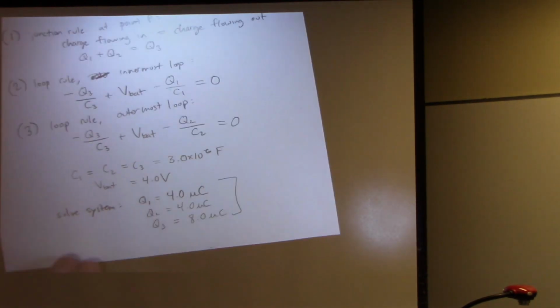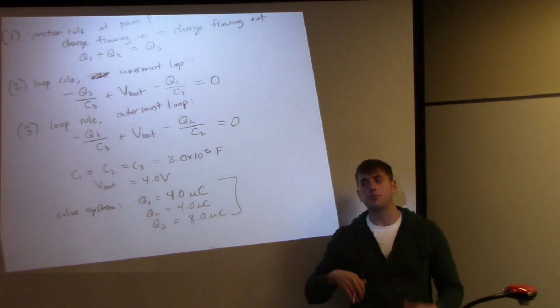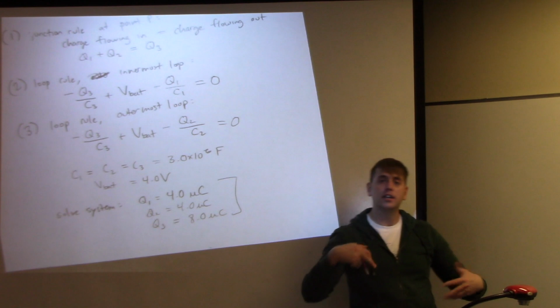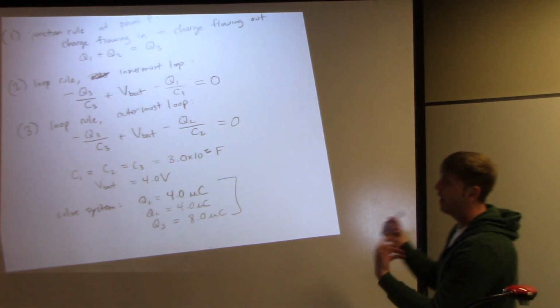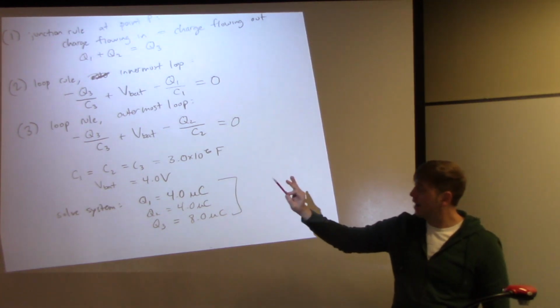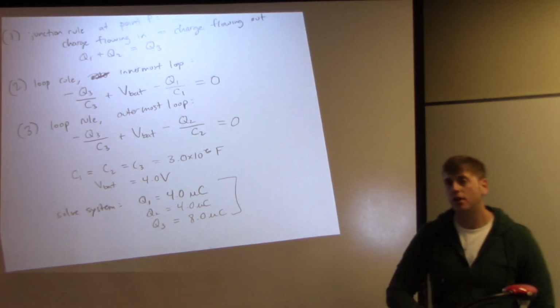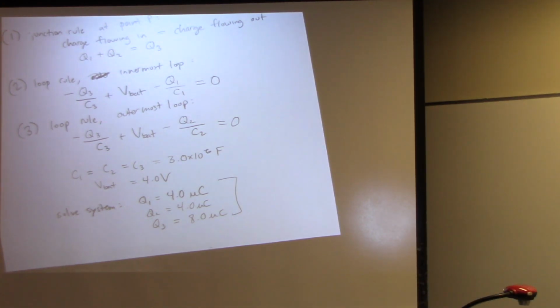Those are the answers. Now you could have solved this problem by using methods from chapter 24 involving equivalent capacitance. Try to combine these 3 things into a single effective capacitor and you'd get the same answers. I'm just showing you here that you can actually apply Kirchhoff's rules to a problem that we've seen in the past. Okay? So that's it for today.